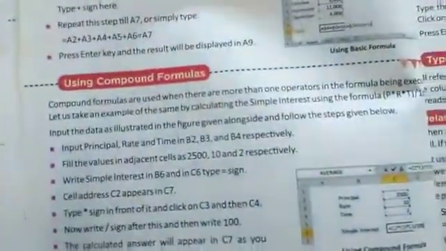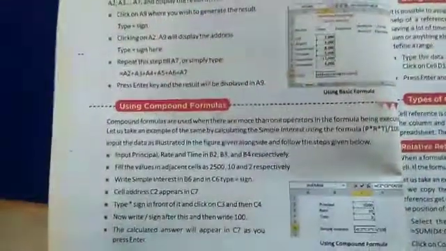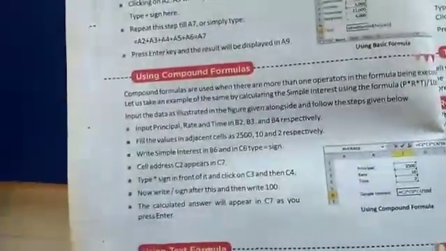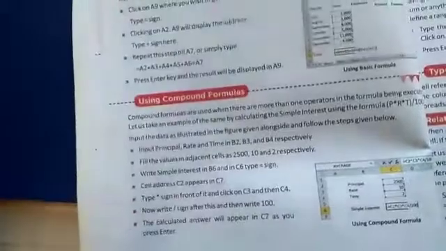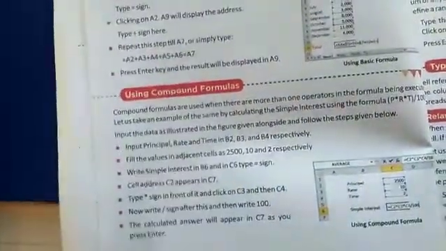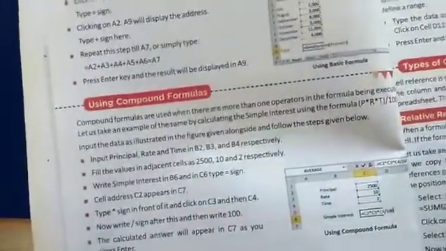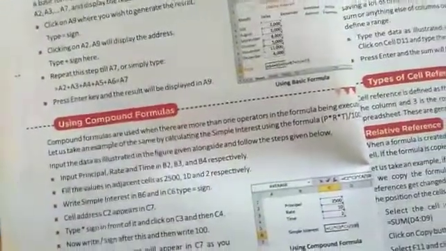Compound formulas are used when there is more than one operator in the formula being executed. Let us take an example: calculating the simple interest using the formula P multiply R multiply T divided by 100.